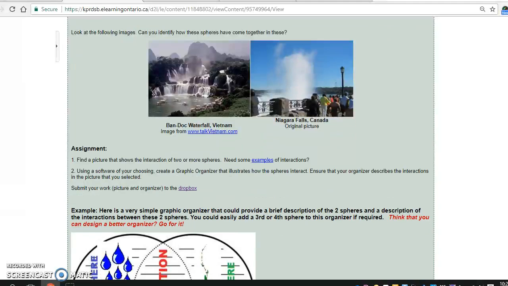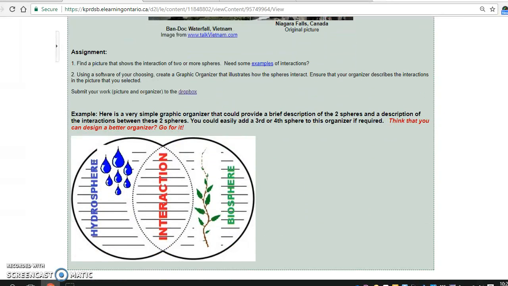To do that, you're going to create a graphic organizer. I just showed an example of one here. If you can do a better one, that's great. But the example I use is the hydrosphere and the biosphere, and you would give a brief explanation of what the hydrosphere is, maybe what it's about in that picture, what's the example in that picture. The biosphere, what is the biosphere? What's the example in the picture that you just gave?